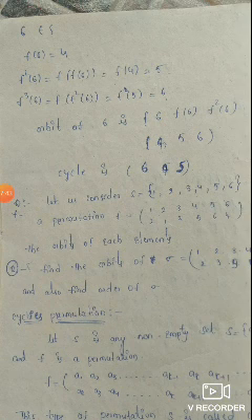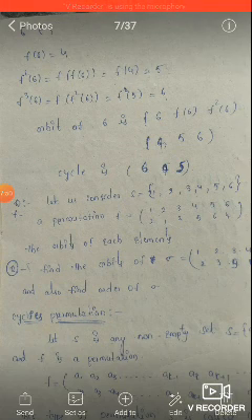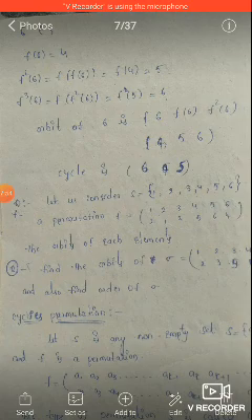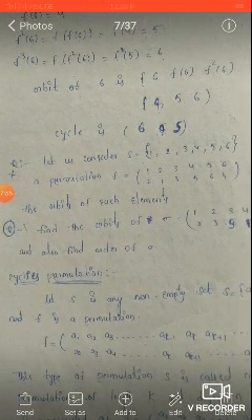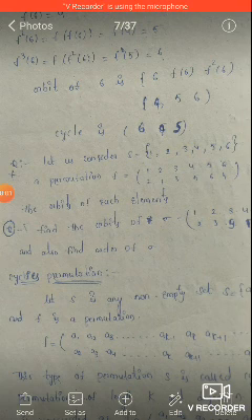So what we got? 2, 5, 6, 4, 5, 6. Cycle is 6, 4, 5. This is the solution we have to find for this question.